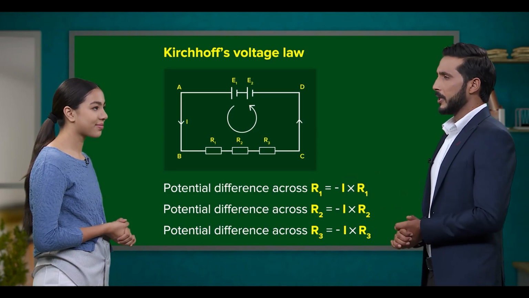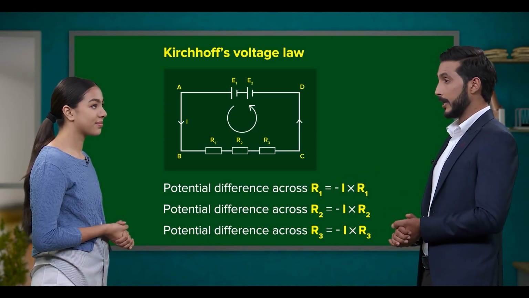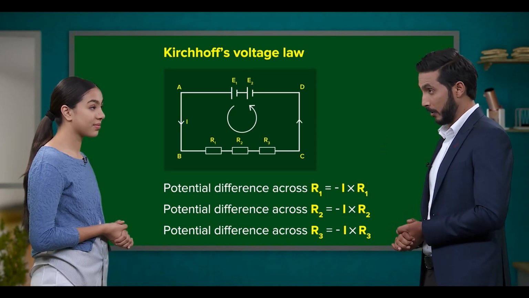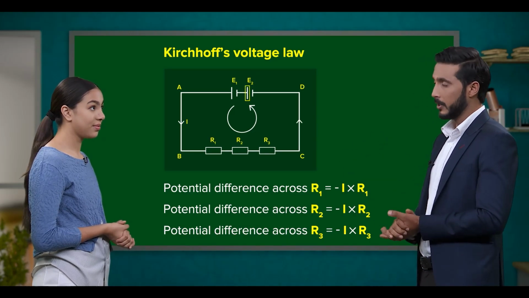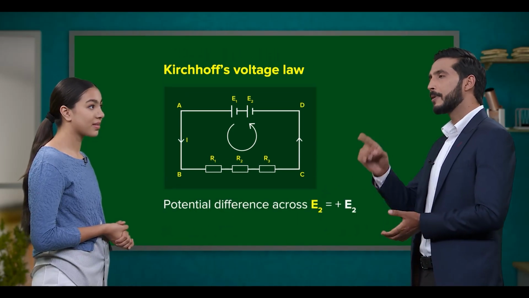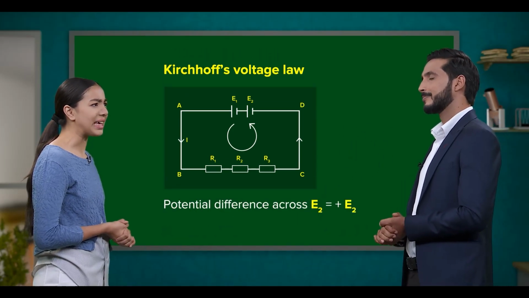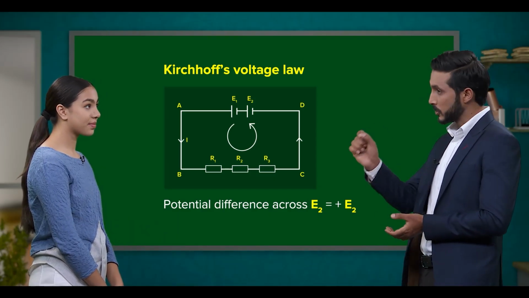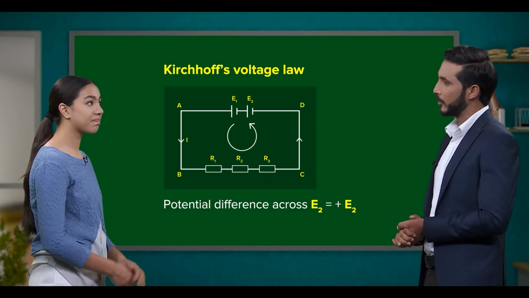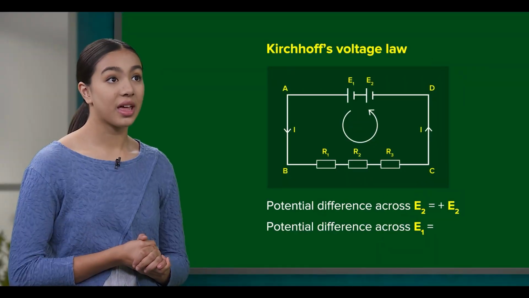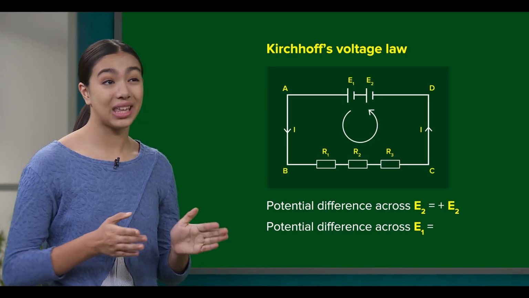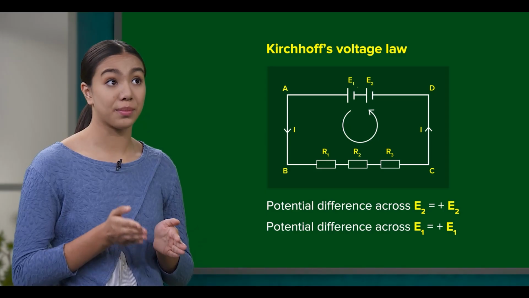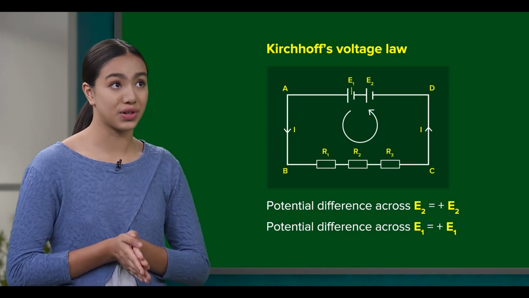Exactly. Moving on, the next component we will come across is the EMF E2. Since we will be traversing this EMF from its negative terminal to positive, the potential difference should be plus E2. Oh, I think I'm getting the hang of it. That's good. In that case, please go ahead and find the potential difference across the last component in our loop, that is E1. Sure. The potential difference across the cell E1 should be taken as positive, as we will be traversing the cell from its negative terminal to positive terminal.